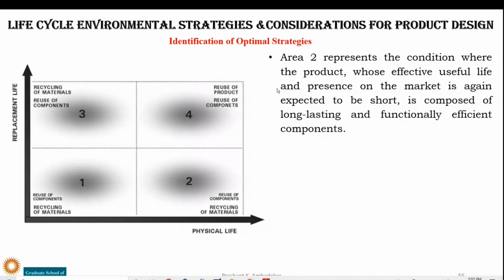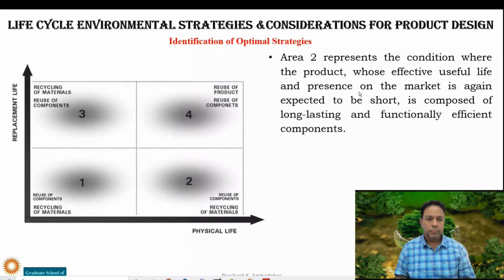Then area 2, what does it say? Area 2 represents the condition where the product whose effective useful life and presence on the market is again expected to be short, and is composed of long lasting and functionally efficient components. Now if the effective useful life in the market is short, that is, replacement life, meaning its technology is ending. For example, shoes. If you are wearing shoes and maybe the design of shoes is going to change after every 2 years, and you don't want to continue with those shoes, you will throw those shoes.